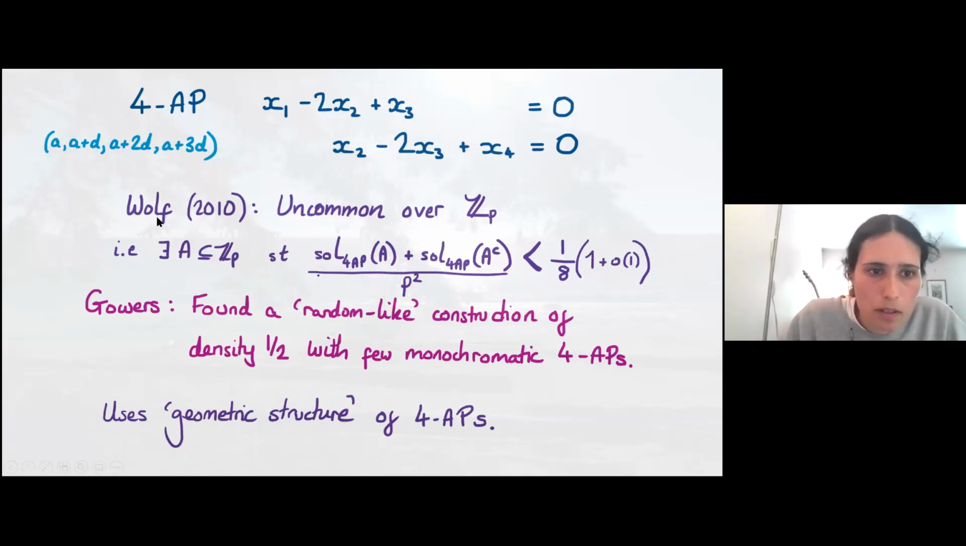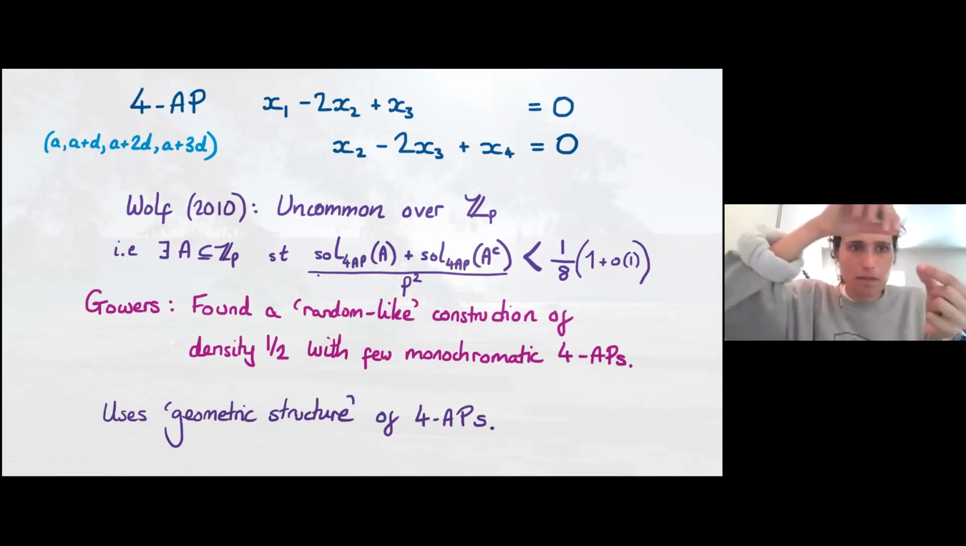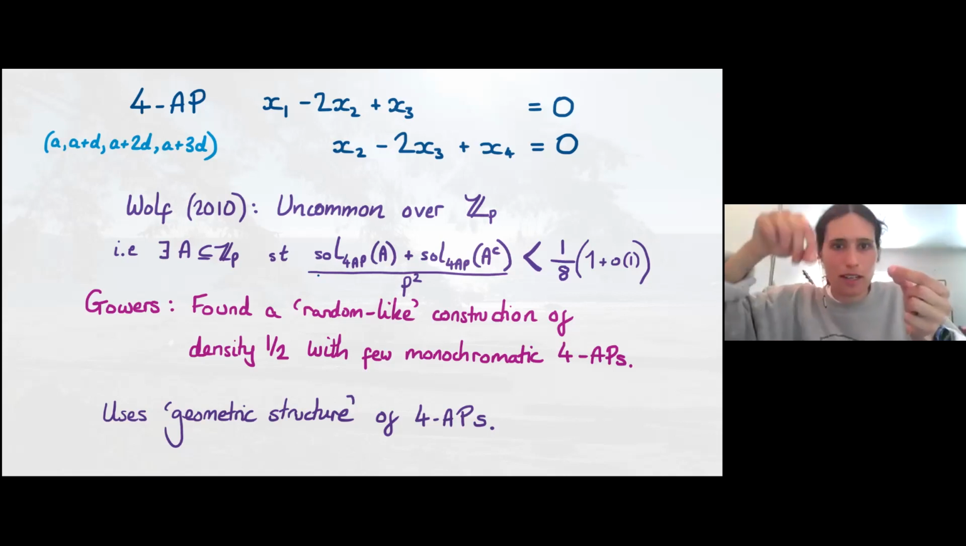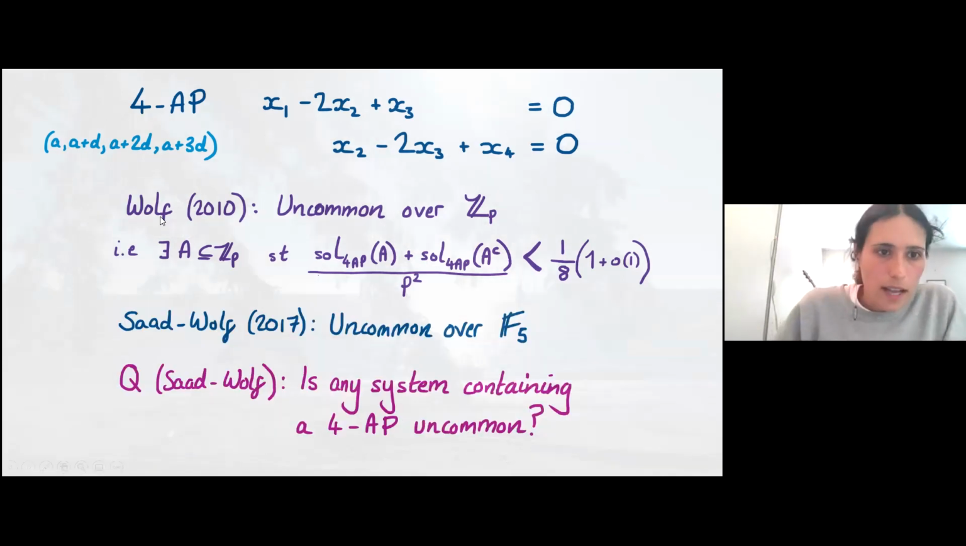Now, both the constructions of Julia Wolf and Tim Gowers really seem to use the geometric structure of the 4APs, right? You've got this kind of set which jumps along evenly. And they exploit that structure to find these colorings that show that they're uncommon. People very much like Fourier P's, so they've spent lots of time thinking about them. In particular, Saad and Wolf used a generalization of what Tim Gowers did to show that Fourier P's are uncommon over F5.